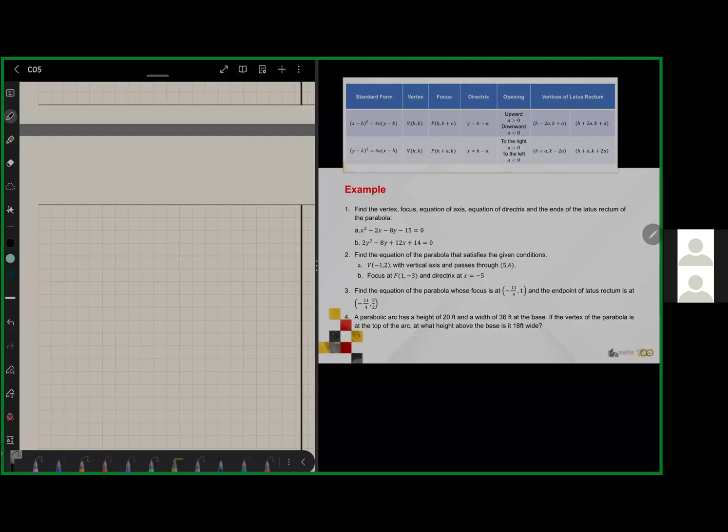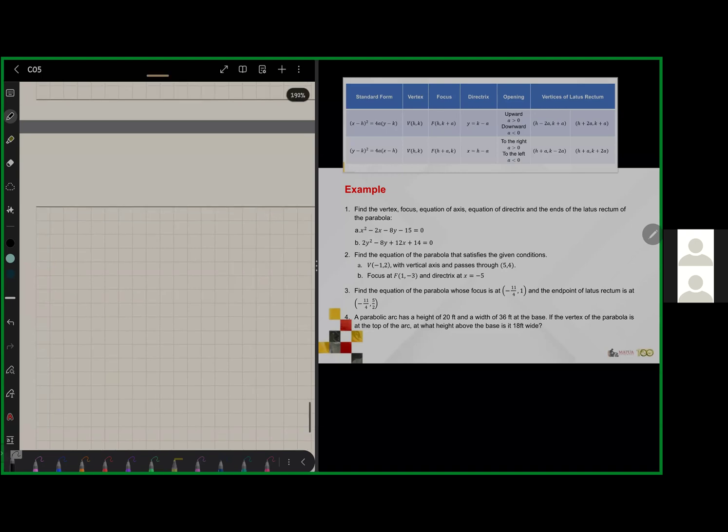The formula that is not written in this table is that the length of the latus rectum is equal to 4a. So please remember this. Here we are tasked to find the vertex, focus, equation of the axis, equation of the directrix, and the ends of the latus rectum of the parabola. We have our equation, x squared minus 2x minus 8y minus 15 is equal to 0.